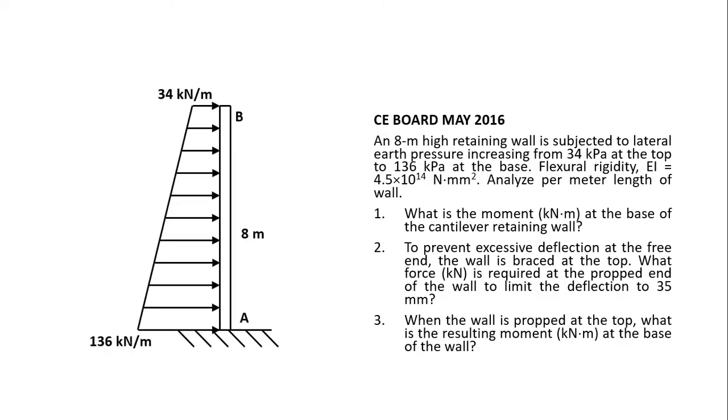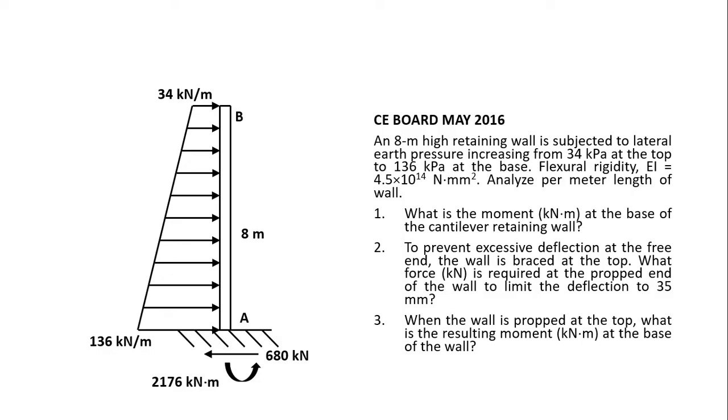So, ito yung ating magiging figure. Ginawa na natin, no? So, yung magnitude ng pressure na 34 kilopascals and 136 kilopascals, multiply na natin ng 1 meter length. Kaya nakuha na natin yung intensity na 34 kN per meter sa taas at 136 kN per meter sa base. Okay? So this is just simple statics. Makukuha mo yung reaction, 680 kilonewtons. So as with the moment, 2176 kilonewton meter.